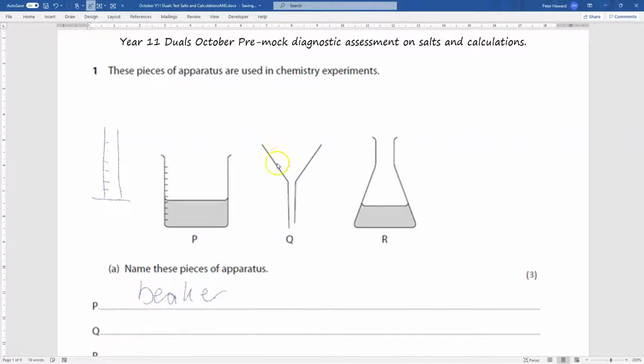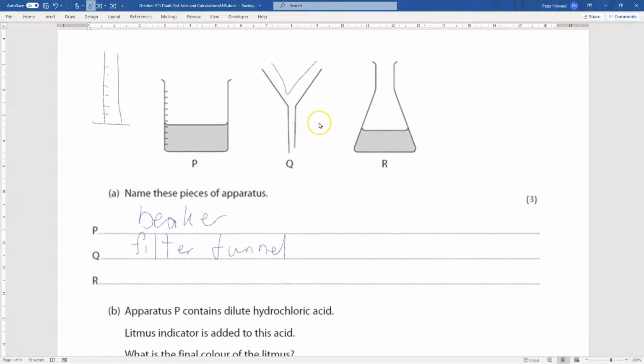This here looks like a funnel or even a filter funnel. If it had a piece of filter paper in it, it would look something like that. And the last item, which we've got there, looks like a cone. So it's a flask, a conical flask.